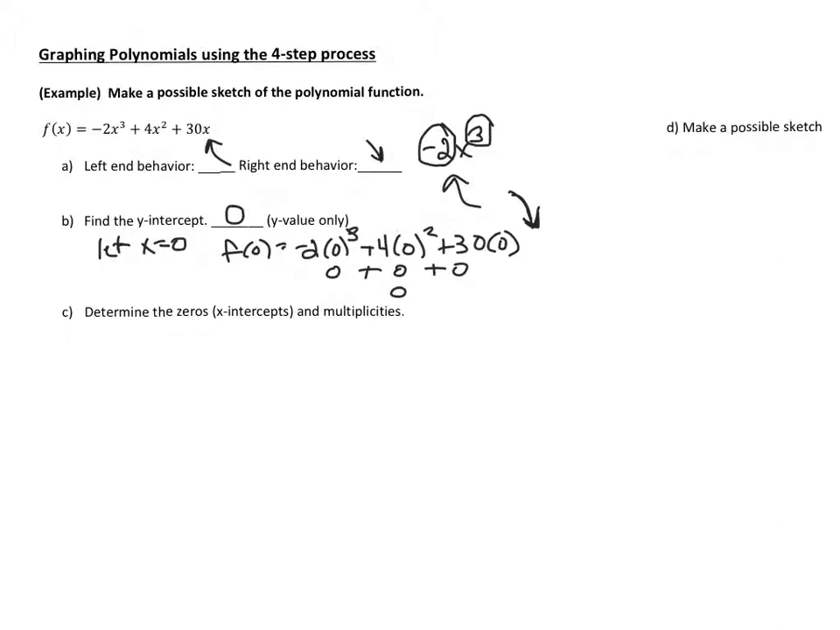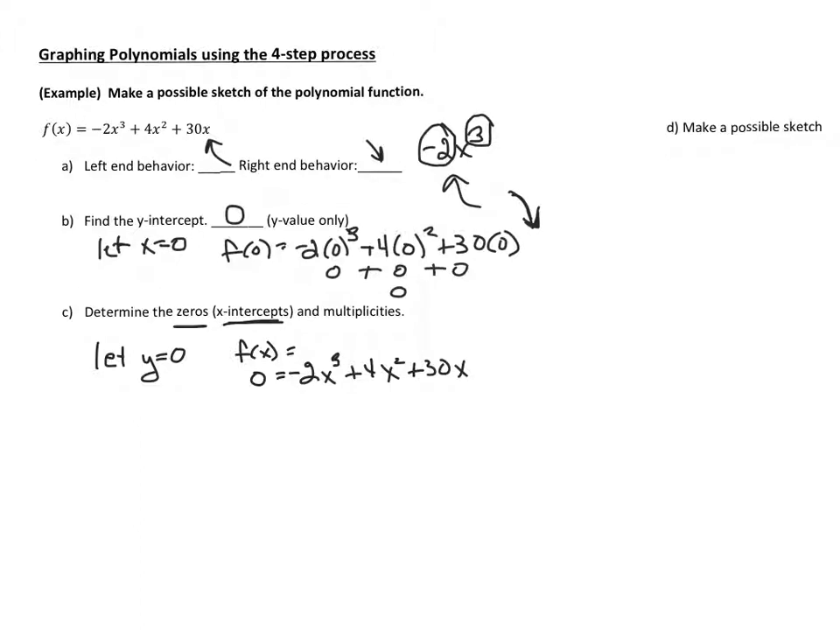Okay, let's look at part C, where we want to find the zeros, which are also known as the x-intercepts. We know for x-intercepts, we always let the opposite equal 0, which is y. So if we replace f of x, which is y, with 0, we have 0 equals, and we are creating an equation that we're going to have to solve for x.